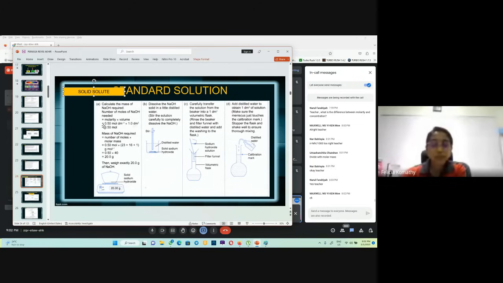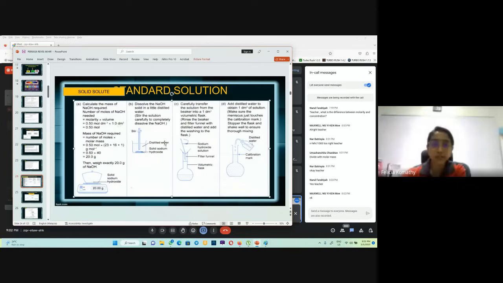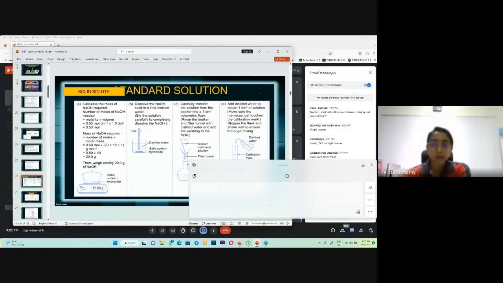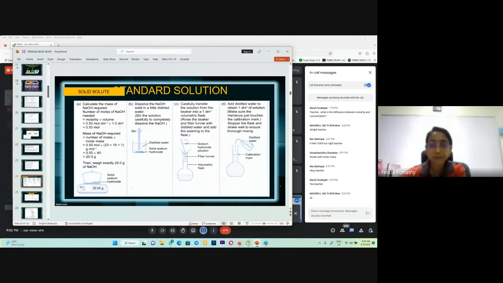Standard solution. First of all, we must know what is standard solution. Definition is important. Make sure you know the definition of standard solution, students. What is standard solution? The concentration of the solution which is accurately known.